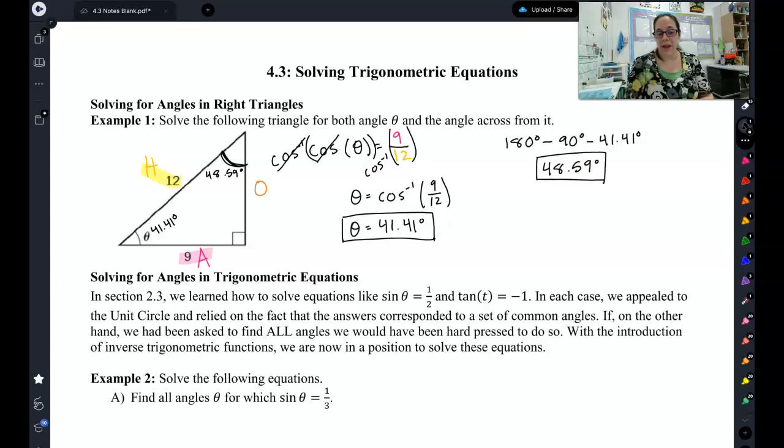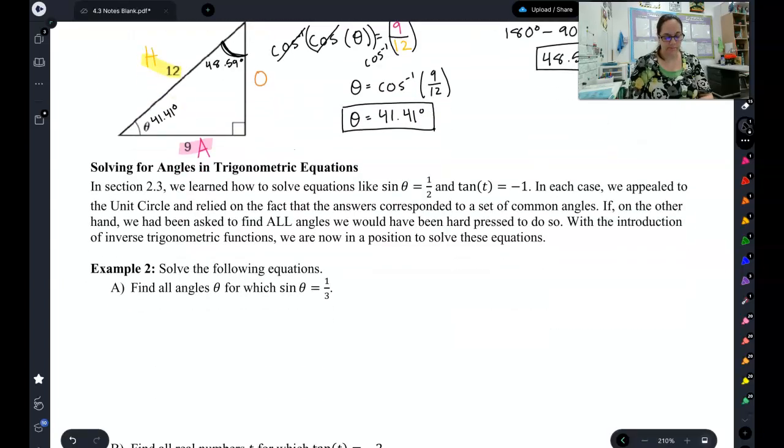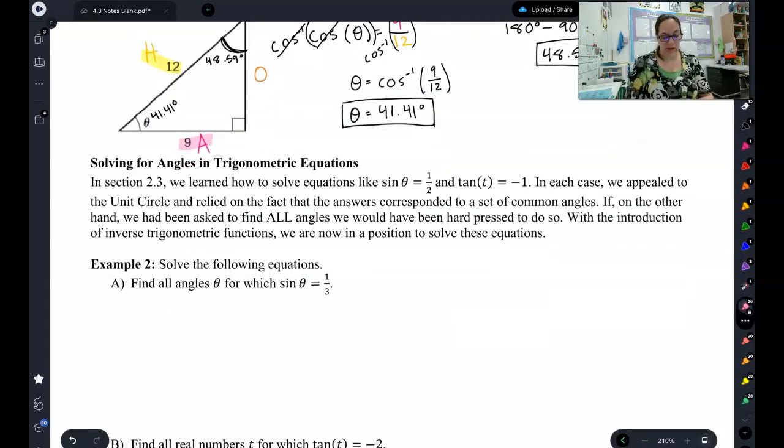So that's solving for angles when it's not a unit circle problem, which is kind of what it's talking about down here. In section, oops, that shouldn't say 2.3, that should be 4.1 and 4.2. We learned how to solve problems like sine of theta equals 1/2 and tangent of t equals -1 because those are all unit circle points. So you go to the unit circle and say, well, where is the sine value 1/2? Where's the y value 1/2? Or where's the tangent value -1? And then we just listed all the angles that went with it.